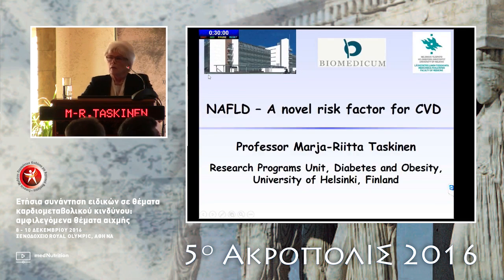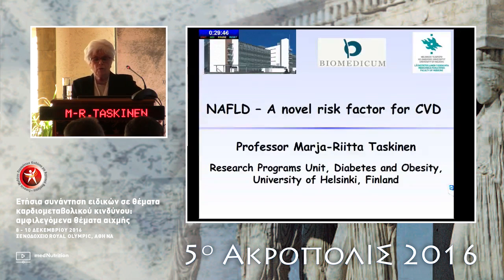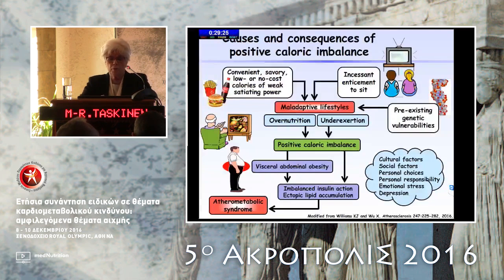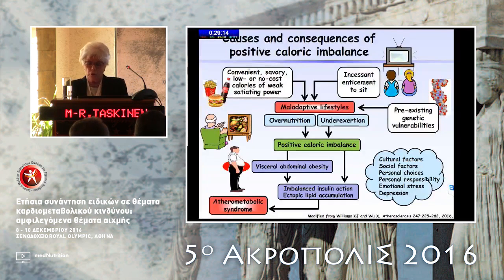The world where we are living today is different than it was some 10 years ago, because there is definitely a maladaptive lifestyle, as shown over here, and that is linked to both overnutrition and physical inactivity. There are different issues in society which are causing this. But the end result is a positive caloric imbalance, which leads to visceral abdominal obesity, and that means also imbalanced insulin action, and the result is ectopic lipid accumulation and atherometabolic syndrome.